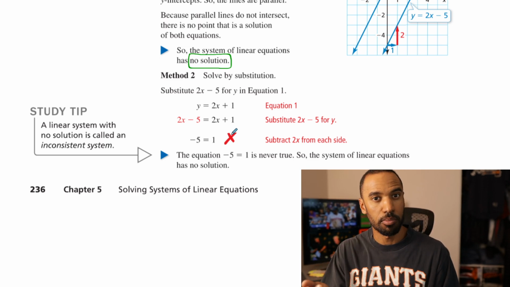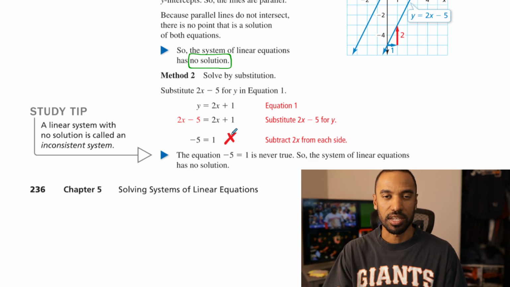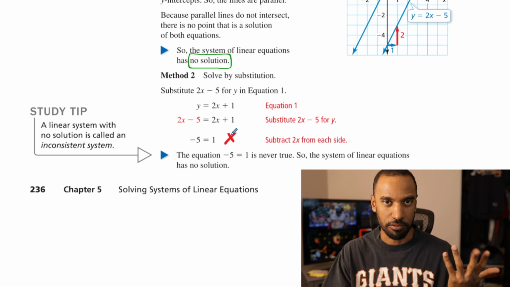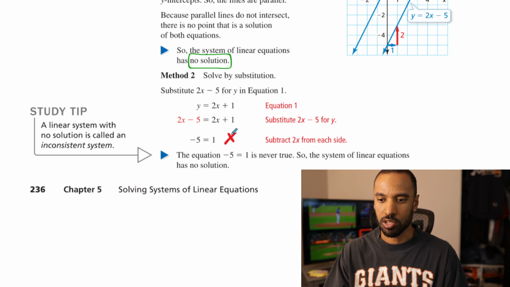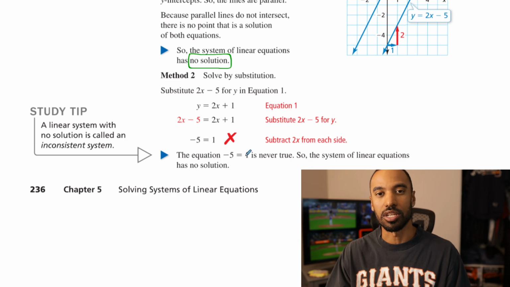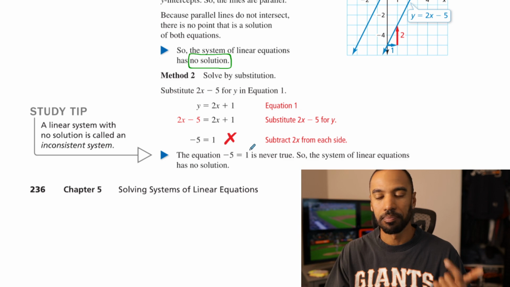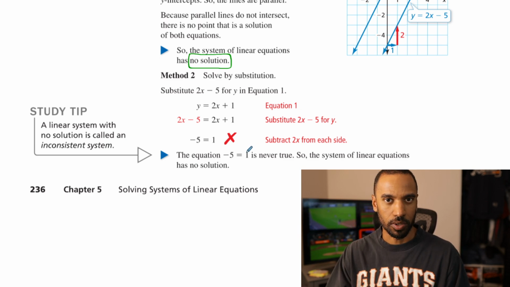Now, we've seen this kind of situation before. Variables cancel, left side doesn't equal right side. That is a classic no solution case. We've also seen the infinitely many solutions case, and we'll jump into that. This is also known as an inconsistent system: no solution when variables cancel and left side doesn't equal right side. This would also be true if we did this with the elimination method. Variables would cancel, left side wouldn't equal right side.